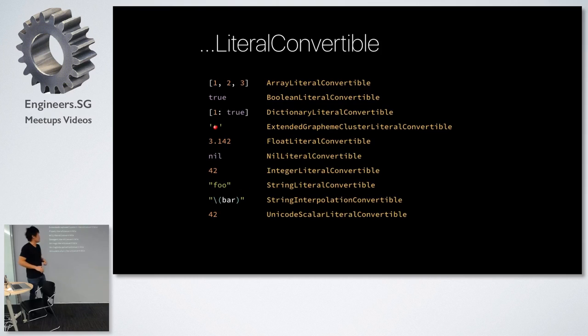Right? So every time the compiler sees an array, it's going to look for array literal convertibles, for booleans, for dictionaries, skip this one, for floats, integers. Every time it sees these, it'll hunt for everything that conforms to this and see if it can assign. And if it can't, it will just break. Right? These three are interesting. This is string literal convertible, and I'll explain why later.